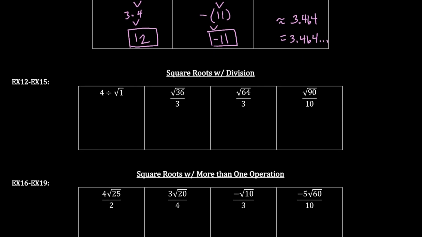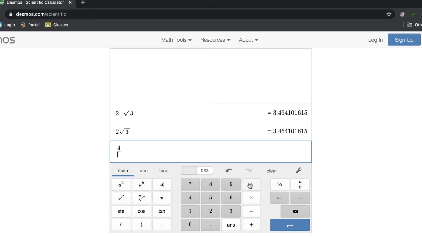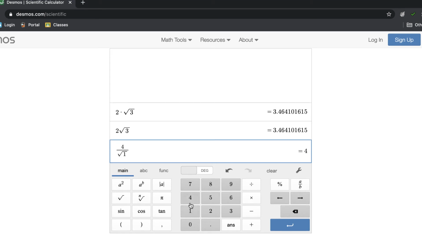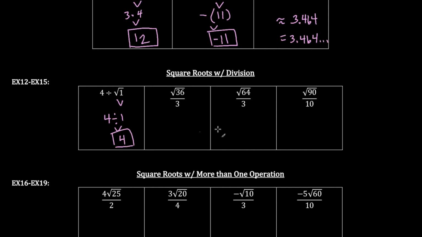Let's try these. 4 divided by square root of 1. Well, we know the square root of 1 is just 1, because 1 times 1 is 1. And 4 divided by 1 is 4. Let's try it out. 4 divided by square root of 1. Oh, I guess that's how it wants to do it. Is 4. And that's what we got.